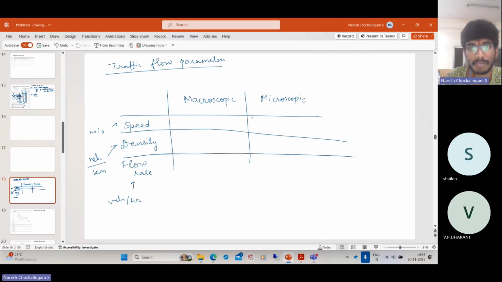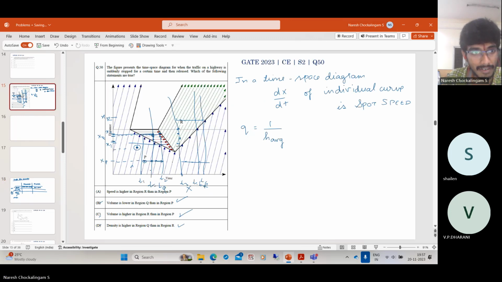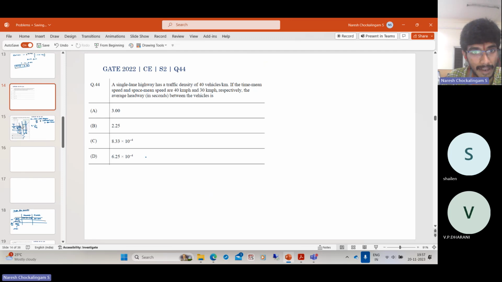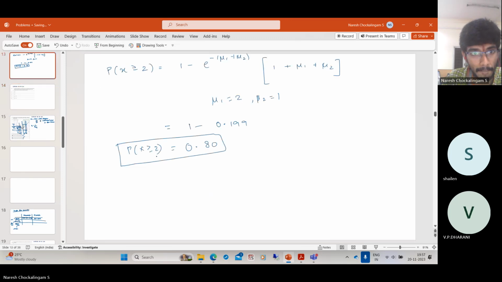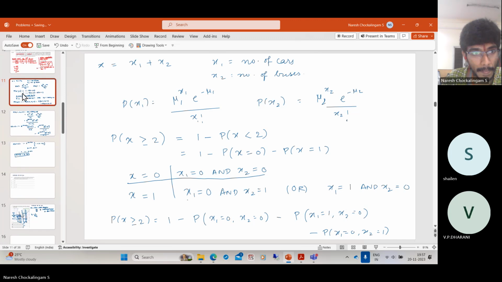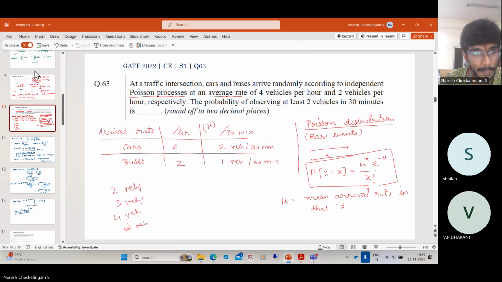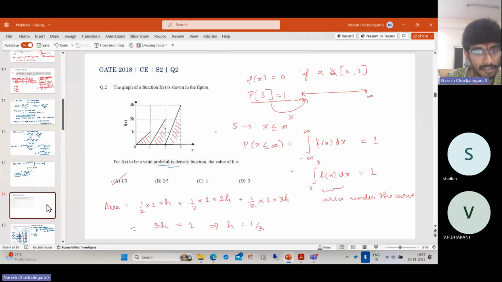Corresponding macroscopic parameters deal with the entire flow, multiple vehicles taken at a time. Microscopic looks at a given vehicle at a time. So with respect to speed, macroscopic are time average speed and spatially average speed, and microscopic is the spot speeds. So we solved this problem.